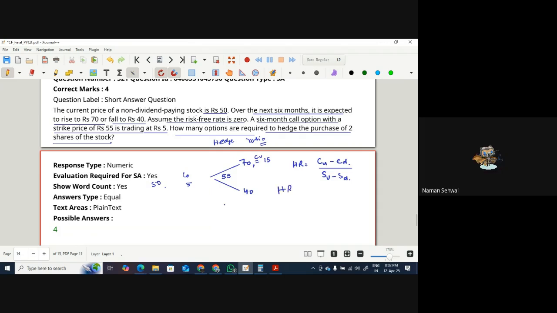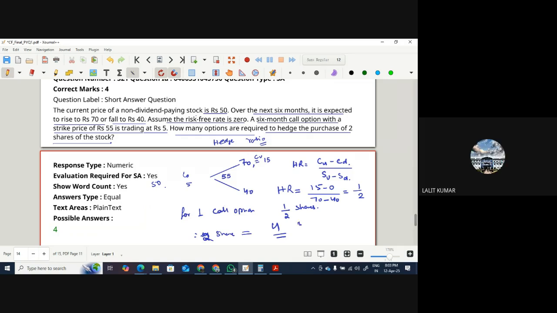So your hedge ratio becomes 15 minus 0 divided by 70 minus 40. This becomes 1 by 2. So for one call option, you will treat 1 by 2 shares. So for 2 shares, how many call options will be there? 4. So you will add plus call options.